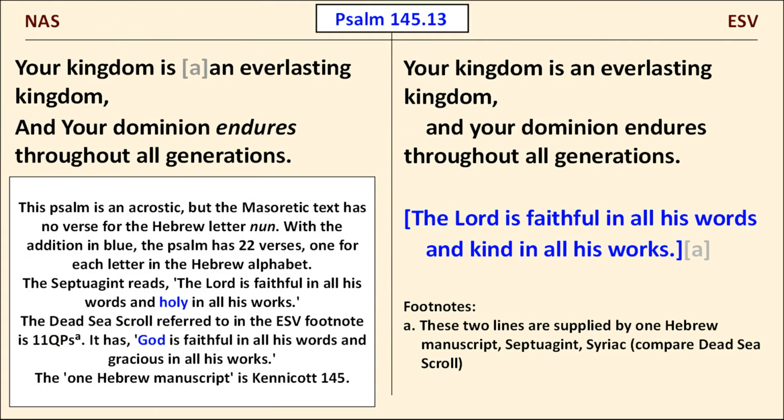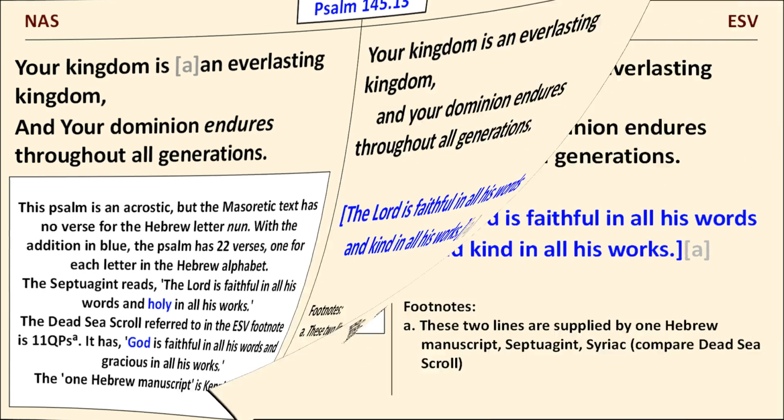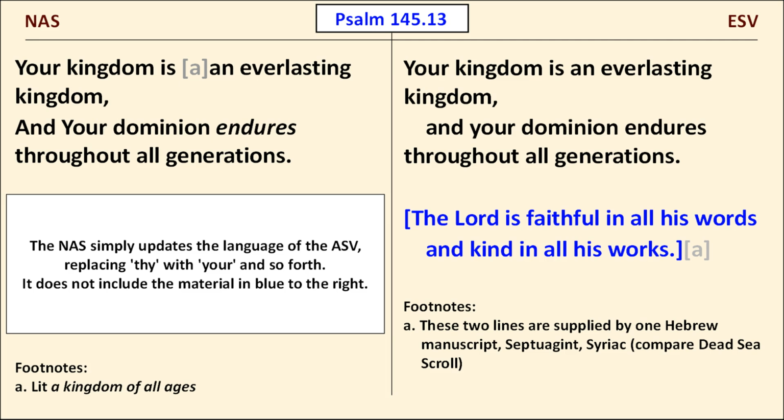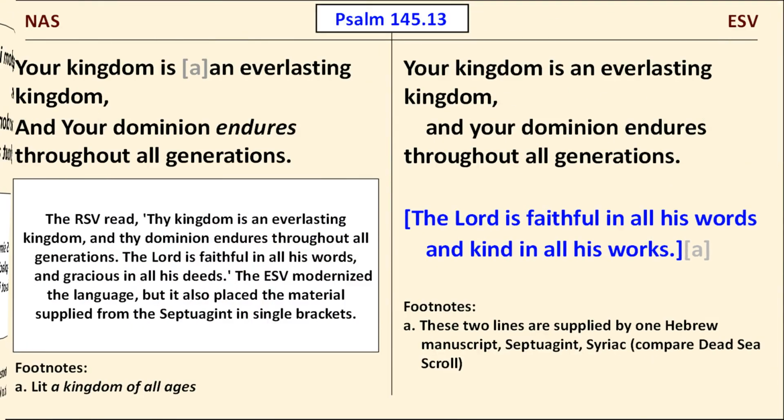Psalm 145 is an acrostic in which each line begins with a letter from the Hebrew alphabet, but one letter is missing in most Hebrew manuscripts. It is supplied, as shown in blue, from the Septuagint and other sources. The NAS translates the shorter version of the psalm from the Masoretic text without the material in blue. The ESV supplied the material for the missing letter from the Septuagint, as the RSV had done before it.